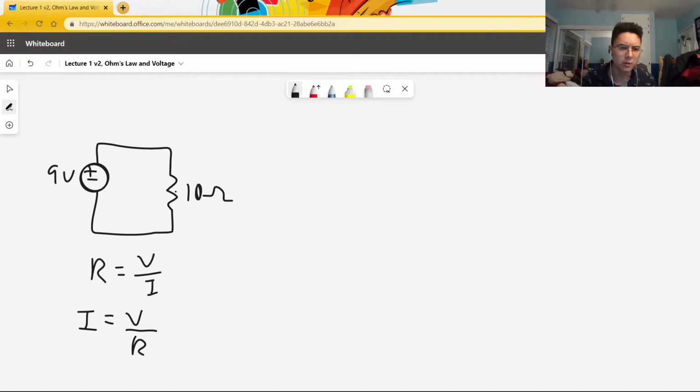For example, this resistor is experiencing the 9 volts that this battery is providing. All those 9 volts are to be used up across this resistor. So if we want to find out the current that will be able to go through this resistor, we can plug in I equals 9 volts over 10 ohms. Volts over ohms equals units of amps. Amps is the units of current, and 9 divided by 10 is equal to 0.9 amps.